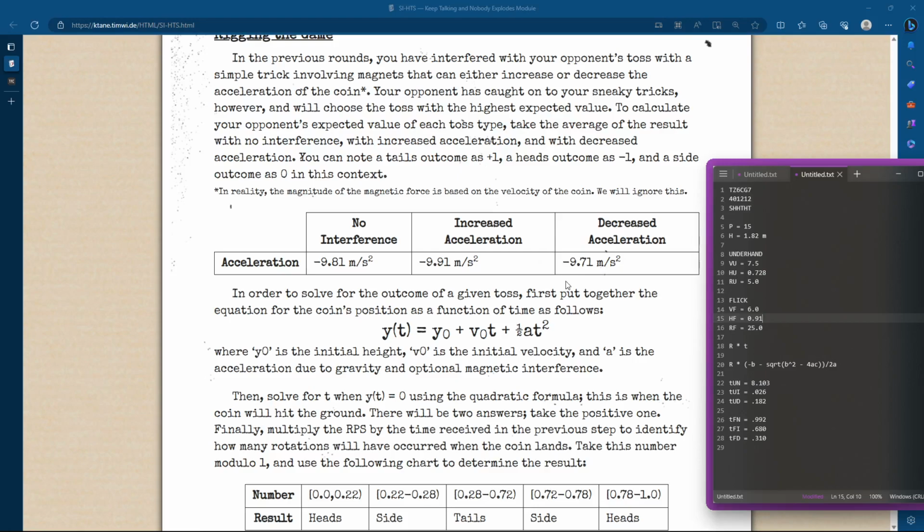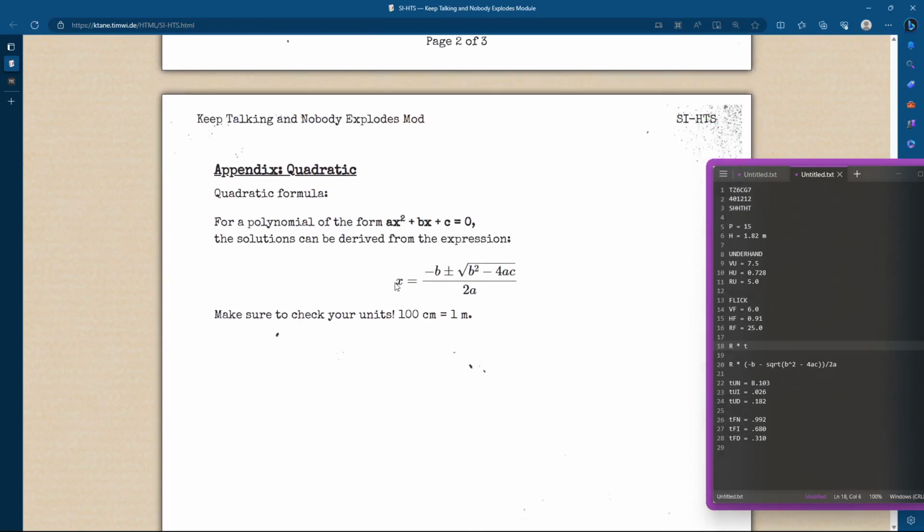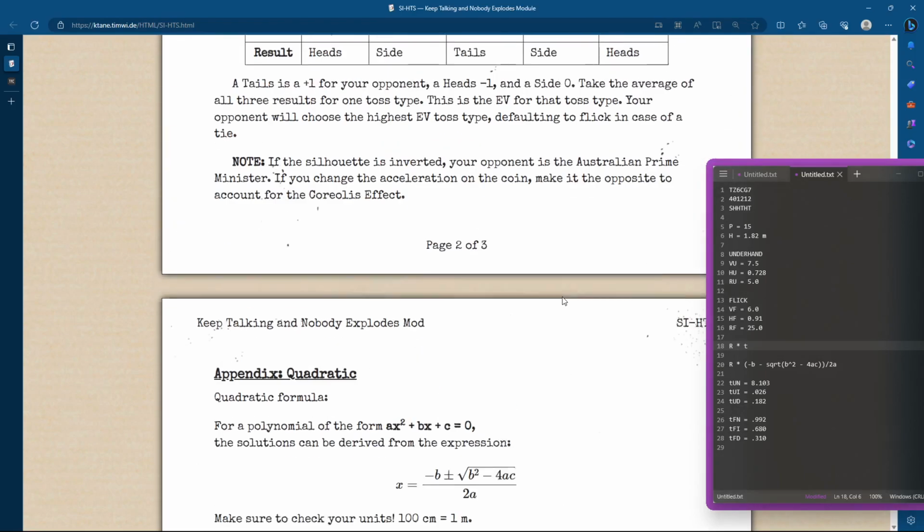So, let's get started. We're going to need to know how long the coin is flipping until it lands, aka until the height, y, is 0, and we're going to need to know how many times it rotates. So we have R, which would be RU or RF, rotations underhand, rotations flick, times the time. But we don't have the time. None of what we solved for has the time. But we have this equation, and we have our trusty quadratic formula.